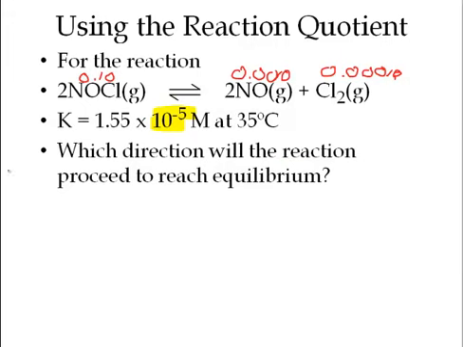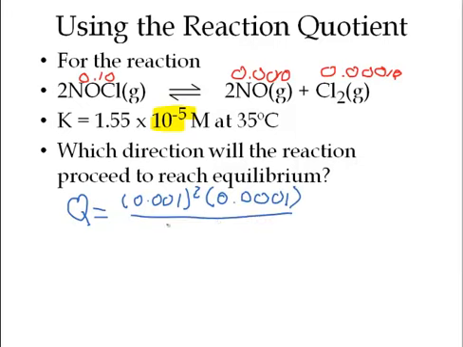So if I was writing this out, I would go Q equals, right? And I would do 0.001 squared times 0.0001. And I didn't write out the equilibrium expression. Hopefully you guys can handle that. Divided by 0.1 squared, right? Now when I work that out, I get a value of 1 times 10 to the negative 8th.